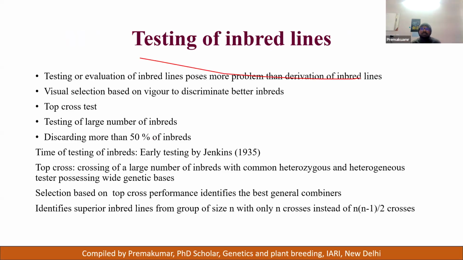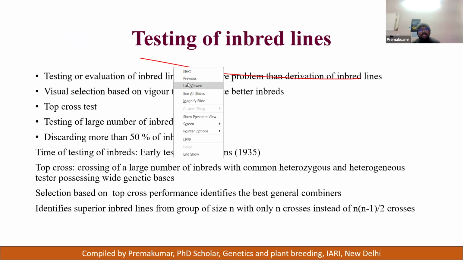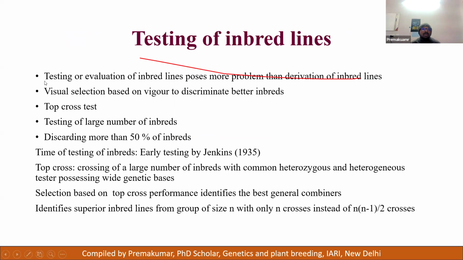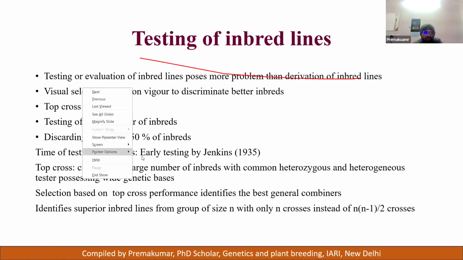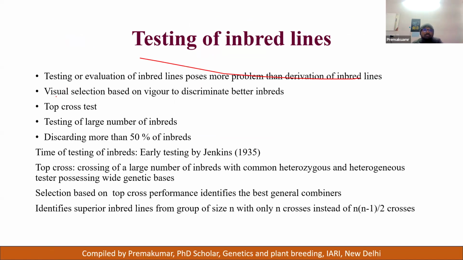Then how to test? Okay, you have developed the inbred by any of these methods, but you have to test those inbreds. How to test it? Actually, testing and evaluation of inbreds is more problematic than developing an inbred. Normally, the first step in evaluation is to select the inbred lines based on visual selection. Okay, based on how they perform.